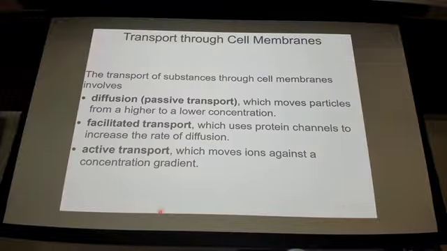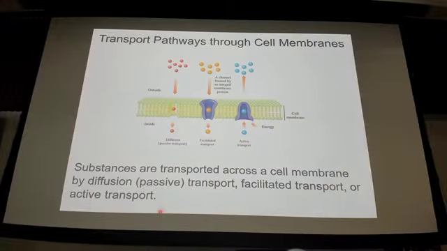So there are three different types of transport across the cell membrane. You guys, I'm sure, are very familiar with these: diffusion, facilitated transport, and active transport. Here is a picture of what's going on. I'm sure you guys have seen this many times, right?